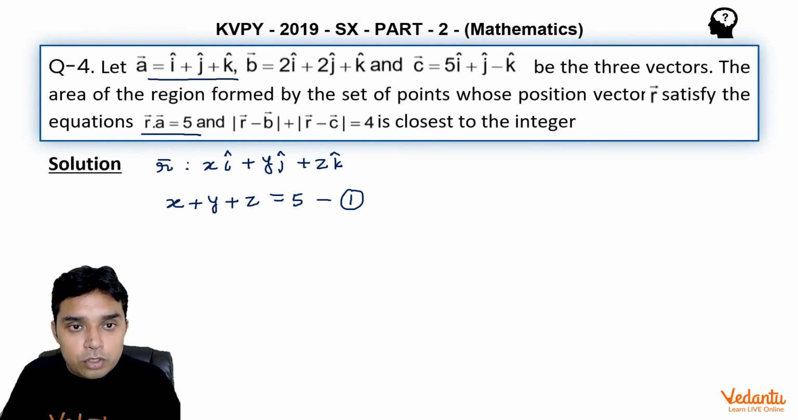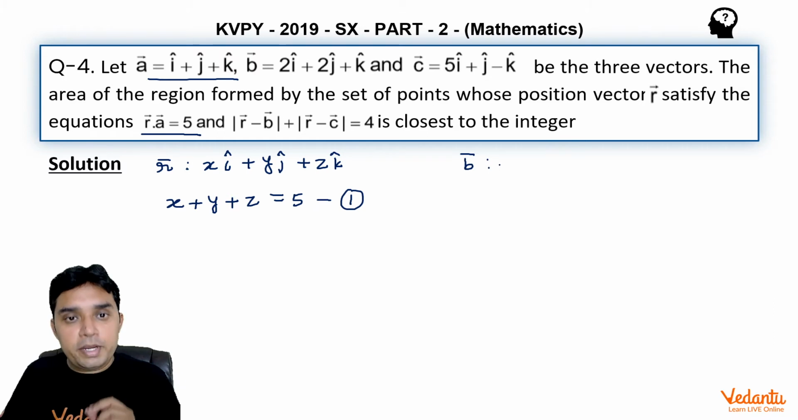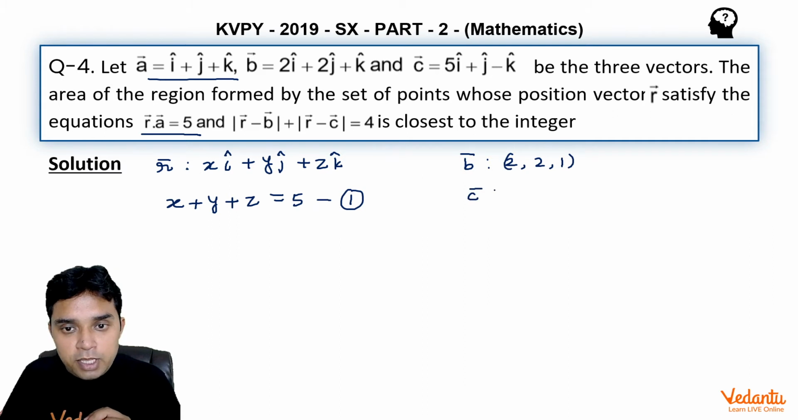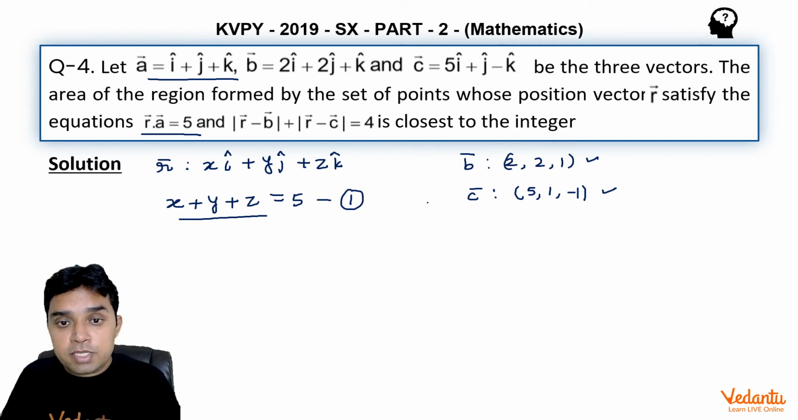Okay, now we are also given B and C, and they denote those points whose position vectors are 2i plus 2j plus k, and I can write them as 2, 2, 1 in Cartesian form, and for C I can write this as 5, 1, minus 1. Now we can easily notice that these points B and C both lie in this plane because they are satisfying this equation 1.